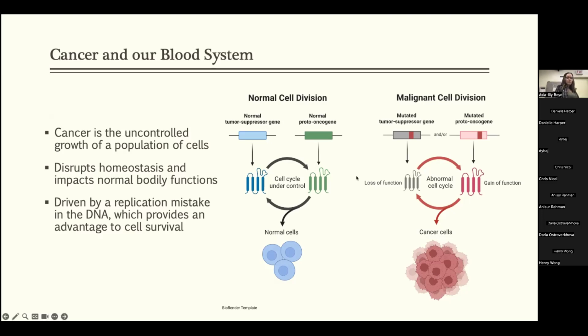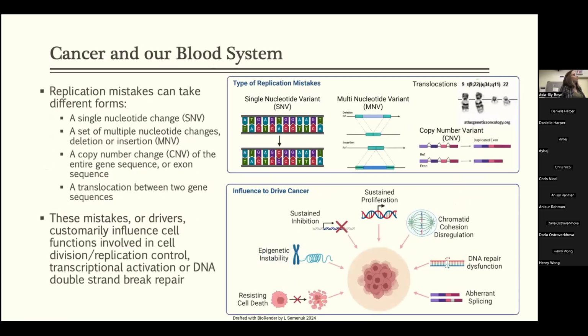Now, these driving events usually occur from a replication mistake that occurs in the DNA. And these replication mistakes provide that advantage to cell survival, resulting in the cancer itself. So what type of replication mistakes can occur? I'm going to see if I can get this little cursor, laser pointer. Okay, so there's some different examples of replication mistakes.